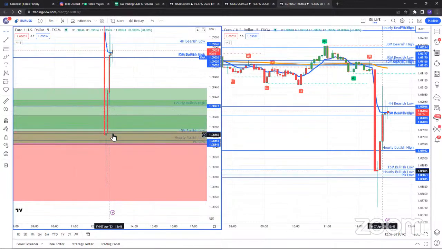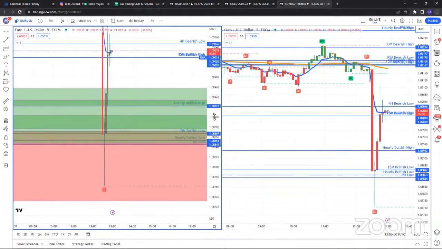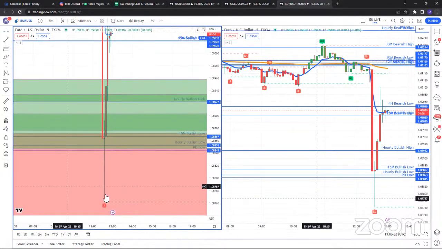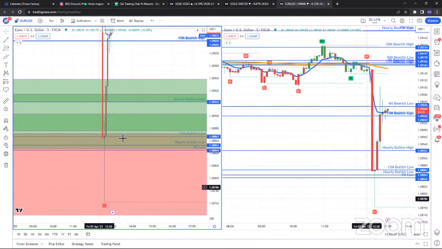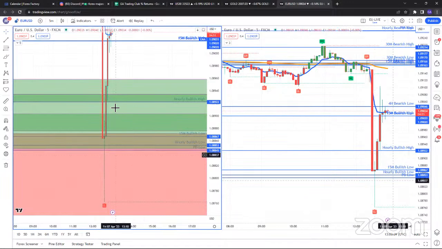You can see EU, if we took a sell on EU after this trade, it could have easily been taken out. But keep in mind, see how this candle closed above the hourly bullish low. So it's not even a trade that I would have looked at taking, because this 5-minute candle closed above the hourly bullish low. And then we had a lot of demand zones above there.